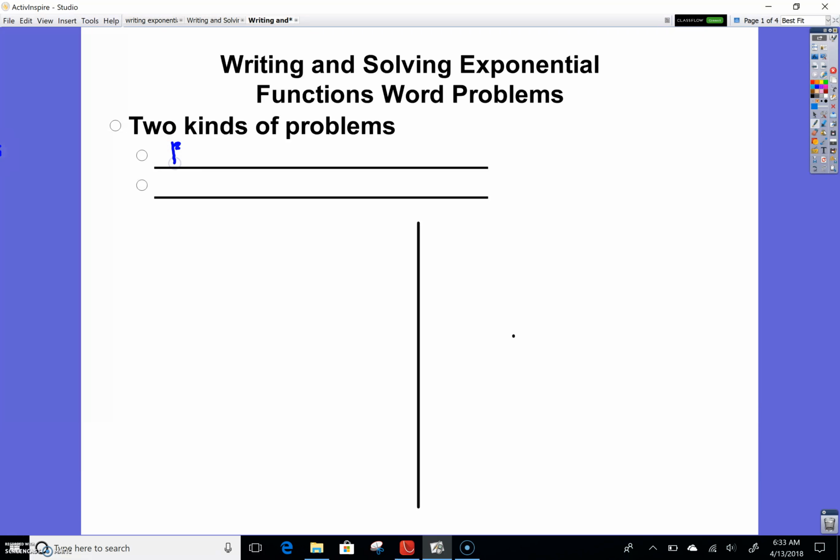So I'll call this the base or factor problem. It could be a growth factor, it could be a decay factor. The other one is percent problems.